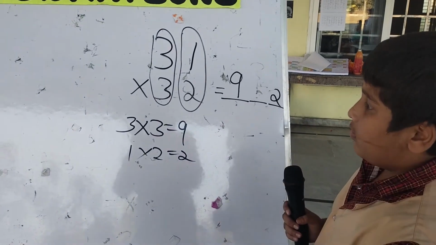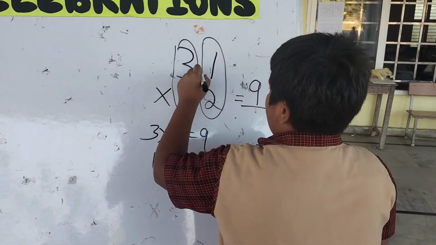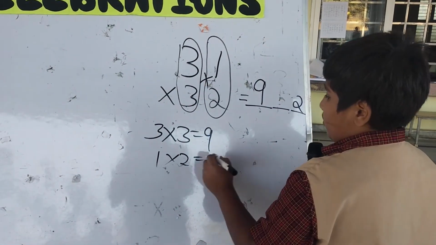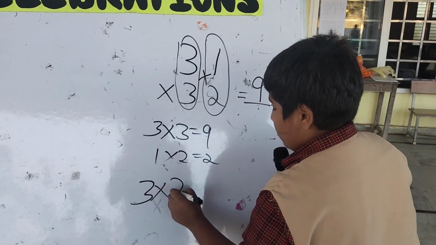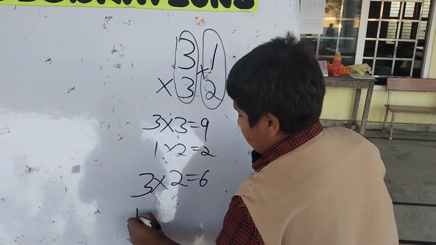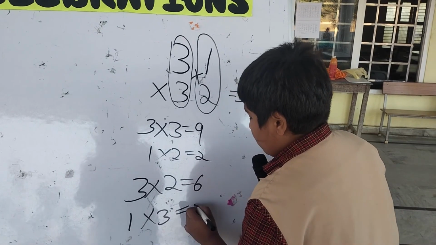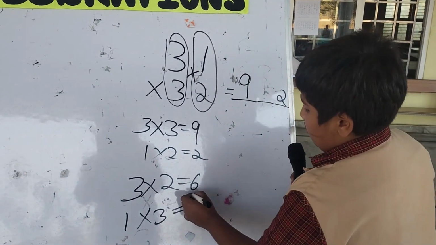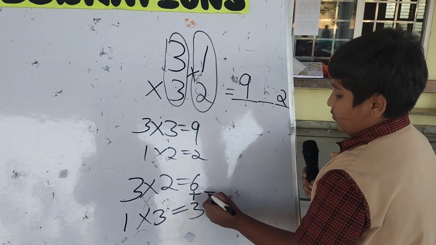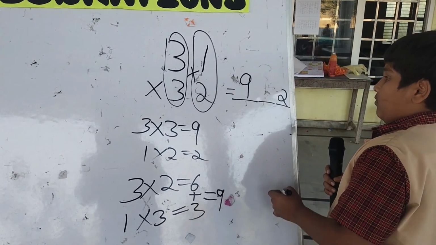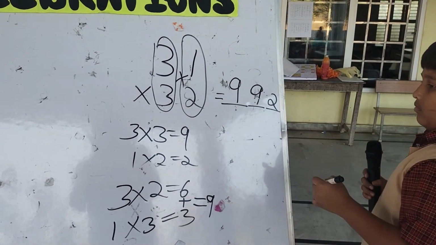Now, cross multiply them. 3 into 2 is equal to 6. And 1 into 3 is equal to 3. Now add 6 and 3, which is equal to 9. Now place 9 in the middle blank. And the answer is 992.